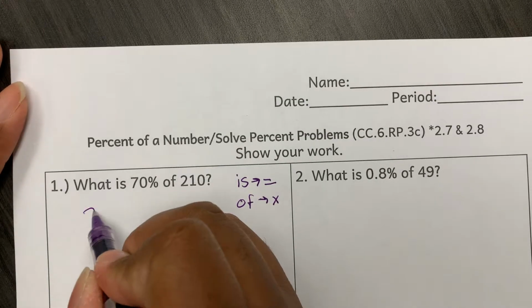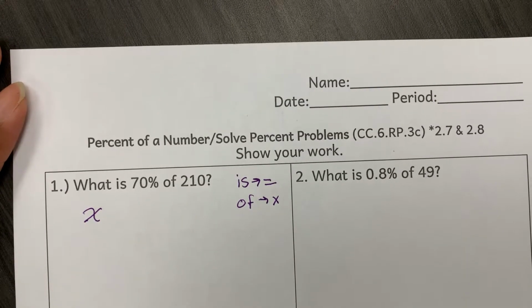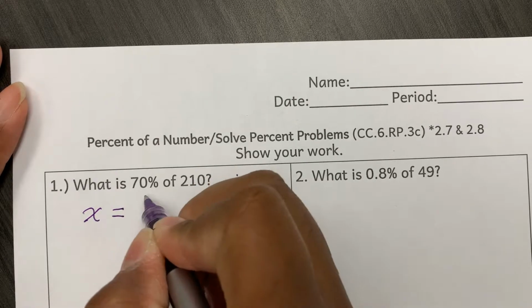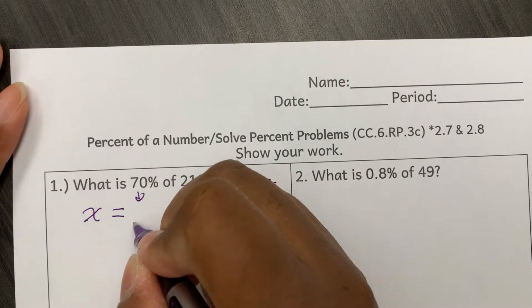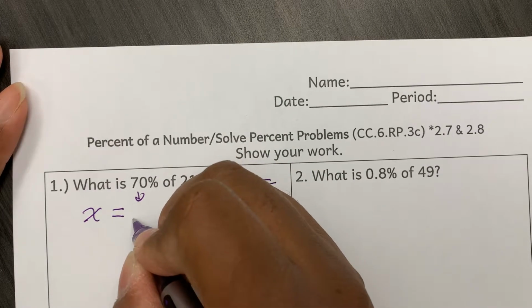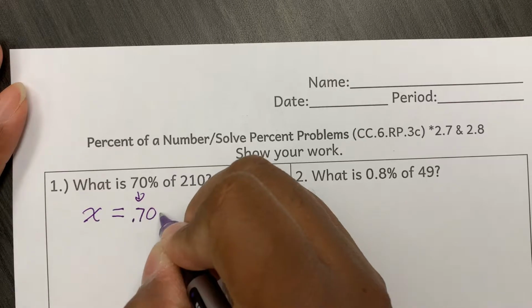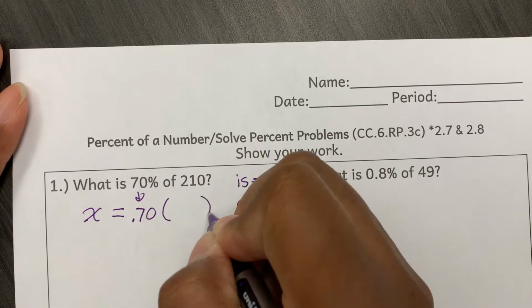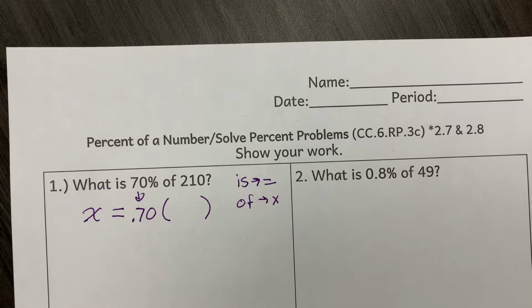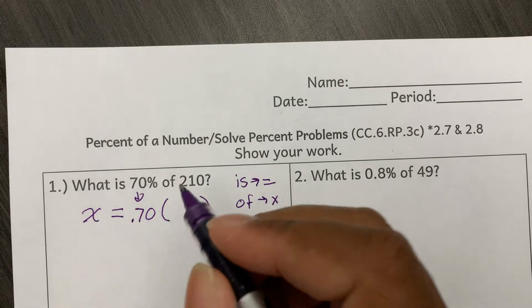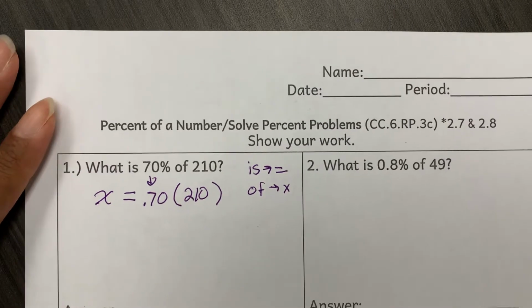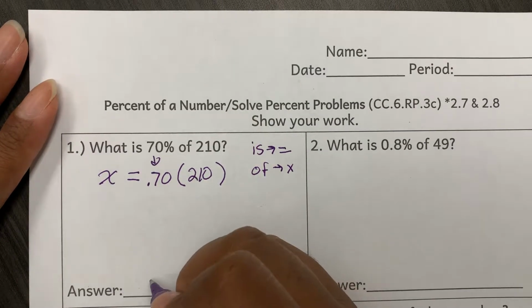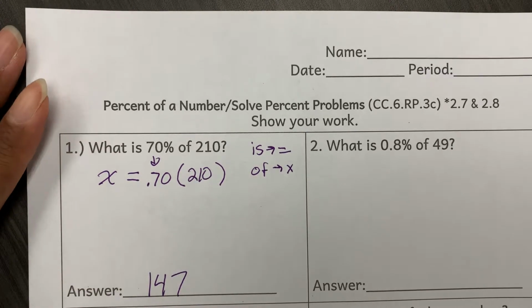So what is what we're looking for? I'm going to use my variable x to represent that we don't know what it is. "Is" we know means equal to. This percent we're going to write as a decimal. If you don't remember that, go back to your notes to check how. But it is just 7/10 or 70 hundredths. "Of" means to multiply. I'm going to use my parentheses to show that I'm going to multiply 70 hundredths with 210. Using your calculator, because calculators are allowed for this skill, you get 147.